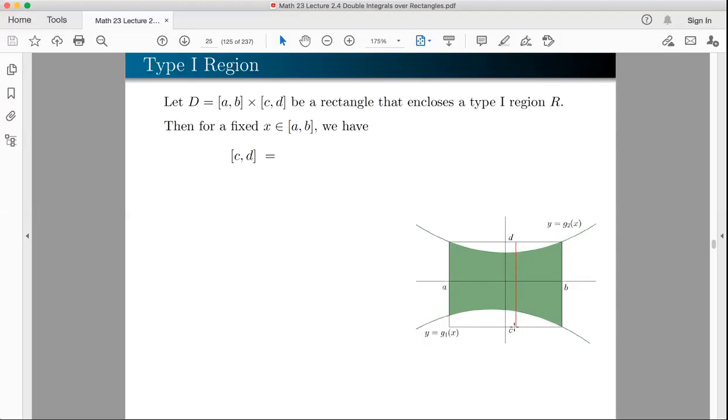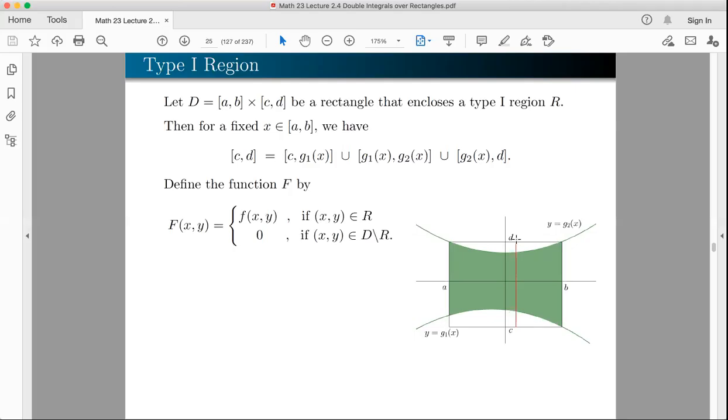So the interval from C to D can be partitioned as from C to g sub 1 of x, and then from g sub 1 of x to g sub 2 of x, and then from g sub 2 of x to D. Okay? And then we can define our big function F to be small function f whenever your point (x, y) is inside the region, and it is 0 outside the region. So here in the unshaded part of the rectangle.